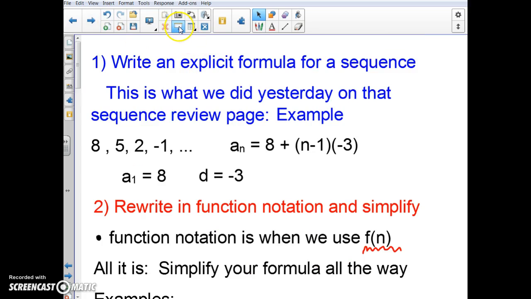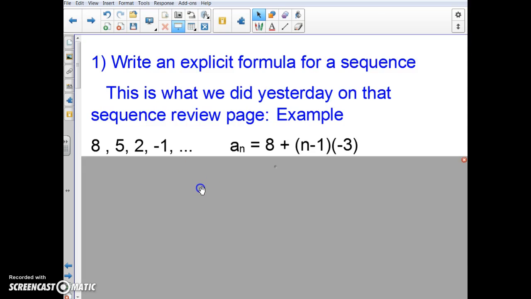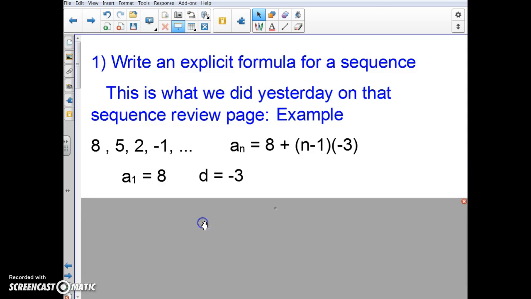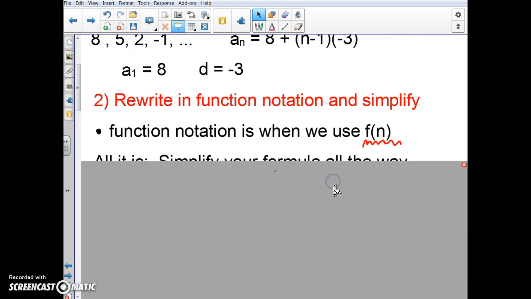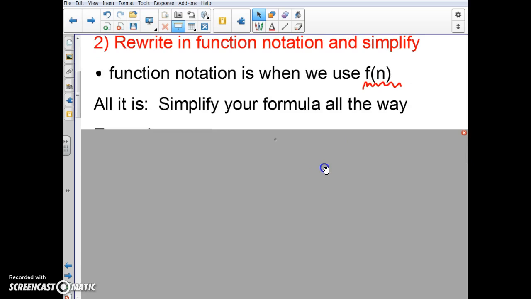Alright, so the first thing we saw in there was writing an explicit formula for a sequence. And this is what we had done yesterday in class and the days before, where we're given a sequence, find that first term, find that common difference, plug in your first term and that common difference into the explicit formula. So number 2 is something that we will want to talk about here. I know we'll need more practice.